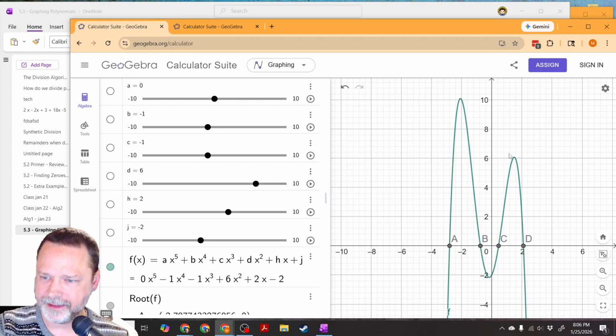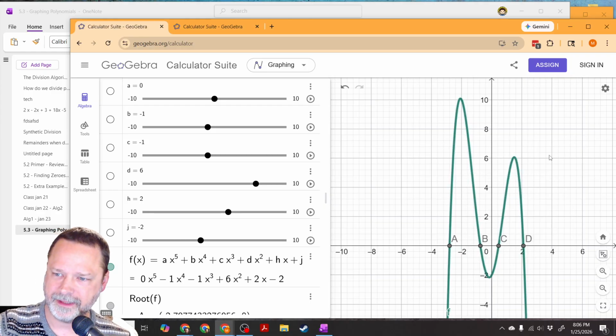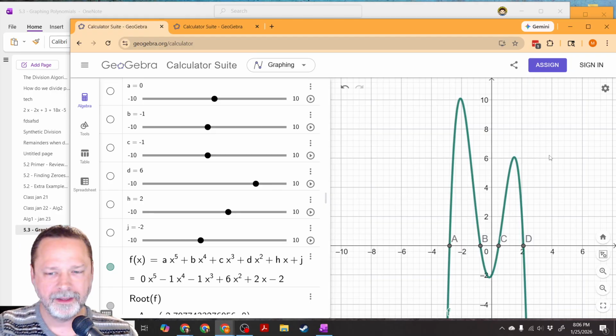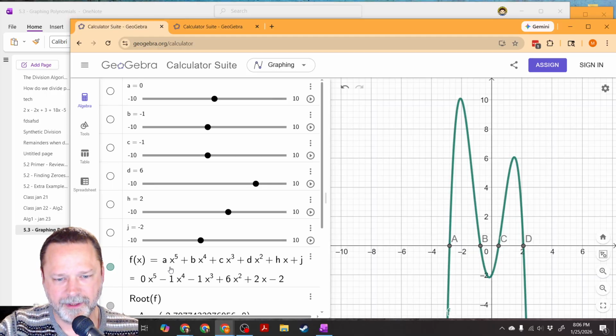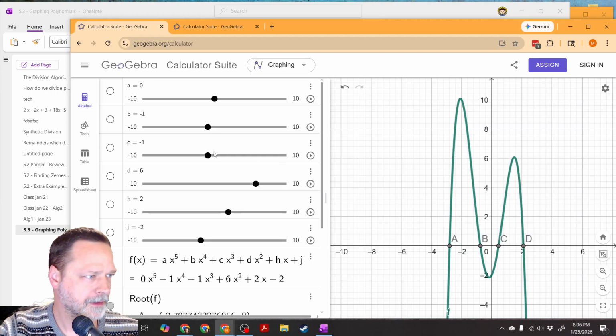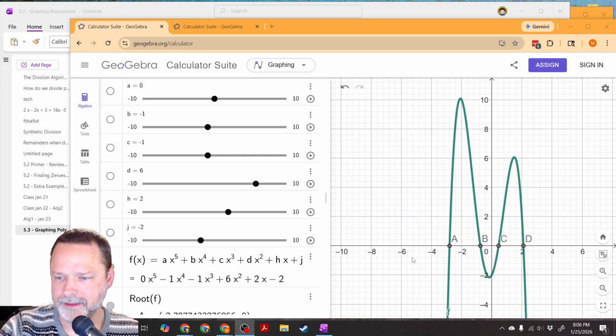So let's see if we can get a good feel for these. And you know what, too? Let's get that a little bit bigger here also. Kind of like that better. All right. And so right now, actually, it says ax to the 5th, but my a is 0, as you can see. So, hold on a second. All right, so anyway, this time right here is a quartic.